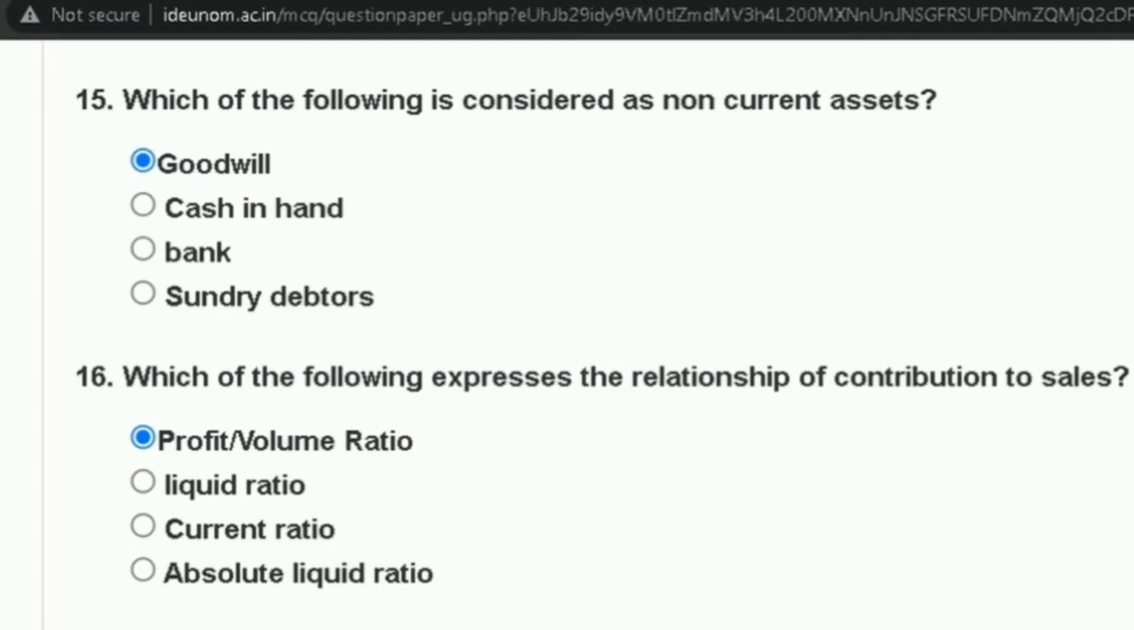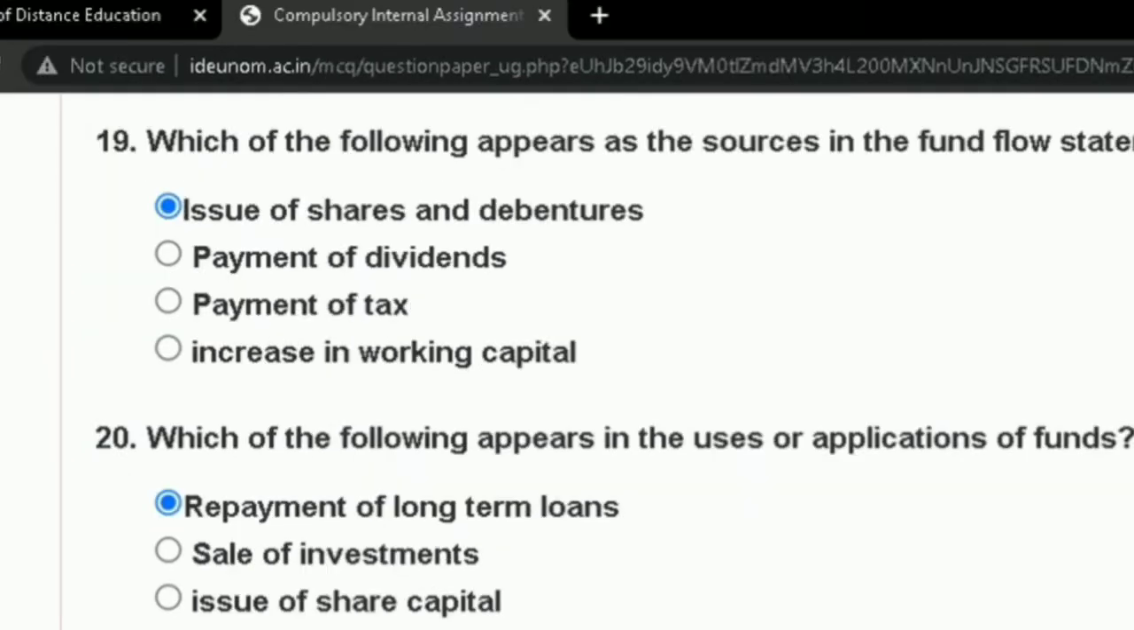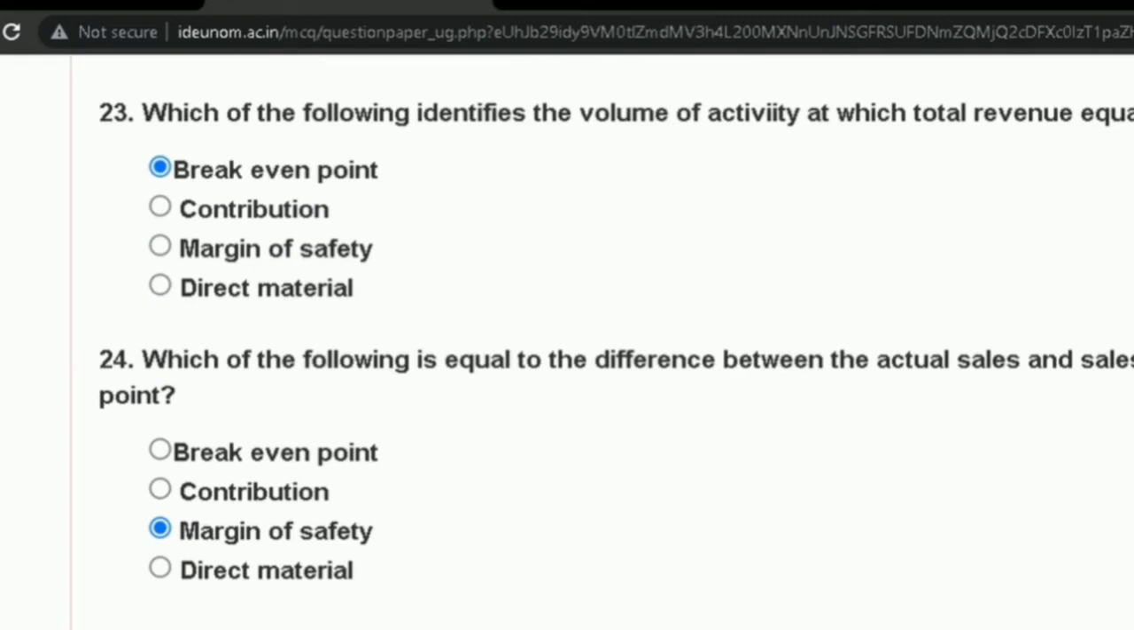16th one is option A, profit volume ratio. 17th one is option A, sales minus variable cost. 18th one is cost of sales divided by average stock, option A. 19th one is option A. 20 is option A, guys. 21 and 22 is fund flow statement, option D. 23 is option A, break even point.